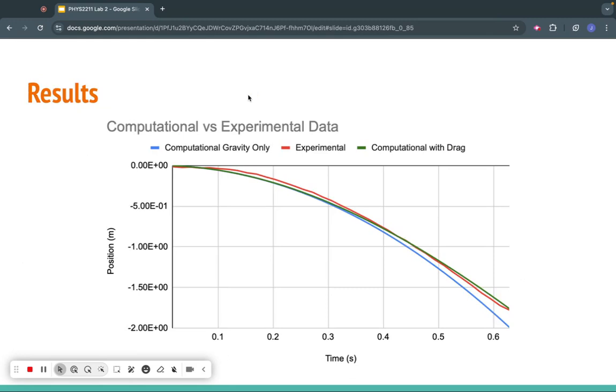The results of this experiment showed that the computational model that included drag was more accurate to the experimental data than the one that only considered gravity, particularly as time went on further. The computational model that only considered gravity got further away from the experimental and drag lines.